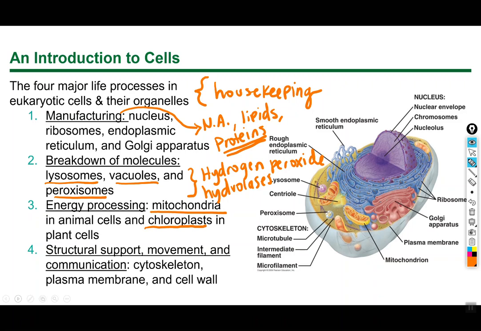And finally, structural support, movement, and communication. So the edge of the cell, the membrane, the cytoskeleton inside of it, and if present, a cell wall. But of course, animal cells don't have cell walls, so we're probably not going to talk about those at all this term.